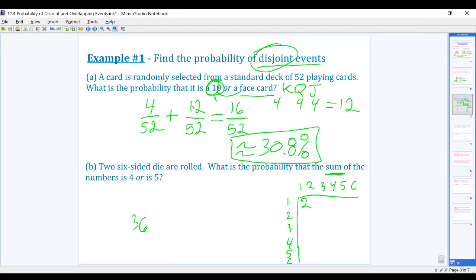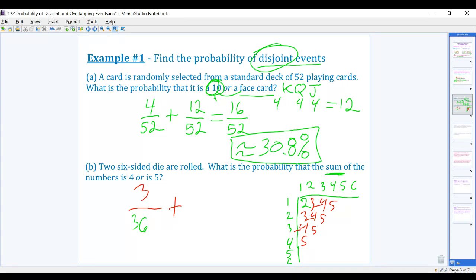All right. 3. A 1 and a 2 is 3. 3 and a 1, this is what we care about. 4. A 2 and a 2 is 4. A 1 and a 3 is 4. 1 and a 4 is 5. 2 and a 3 is 5. And 4 and a 1 is 5. So we know, if I want to roll a 4, I have 1, 2, 3 possibilities. I roll 4 out of the 36 possible outcomes.